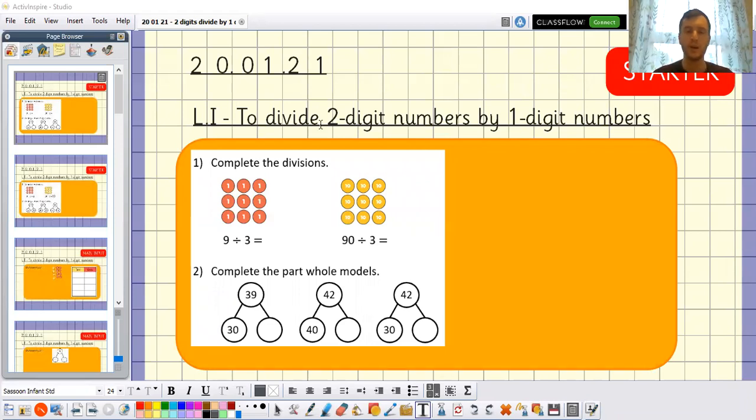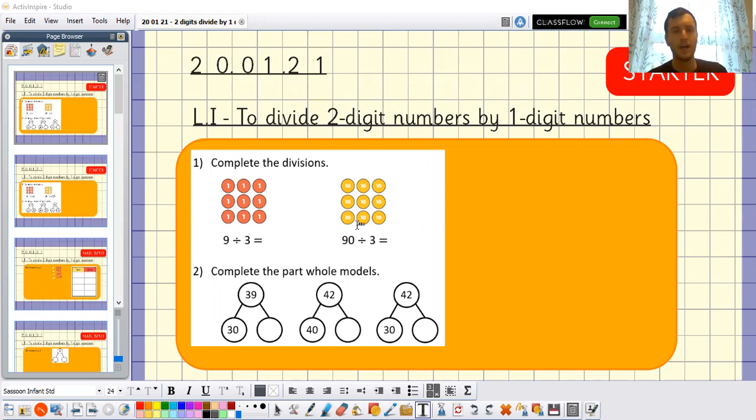We're going to continue dividing two-digit numbers by one-digit numbers today, but it's going to get a bit trickier. We're going to look at some examples that might require some regrouping. This is a starter exercise. I've got some questions for you to complete on the board.